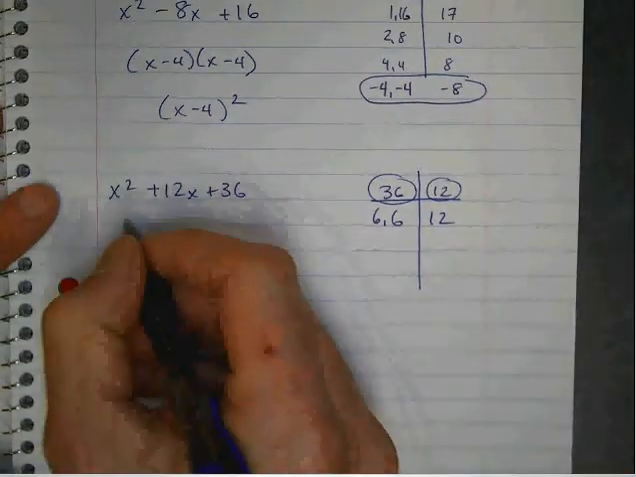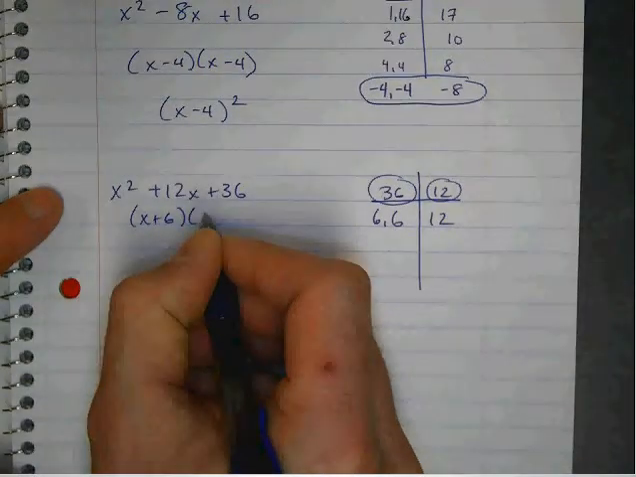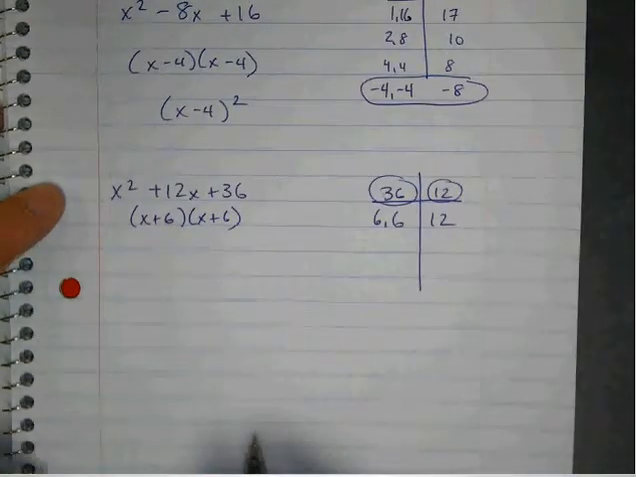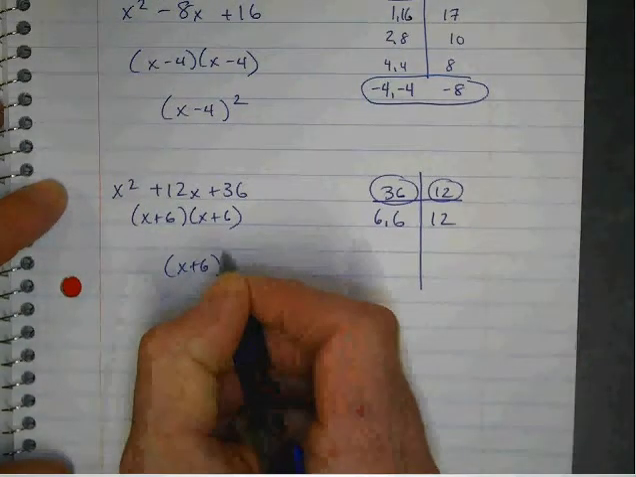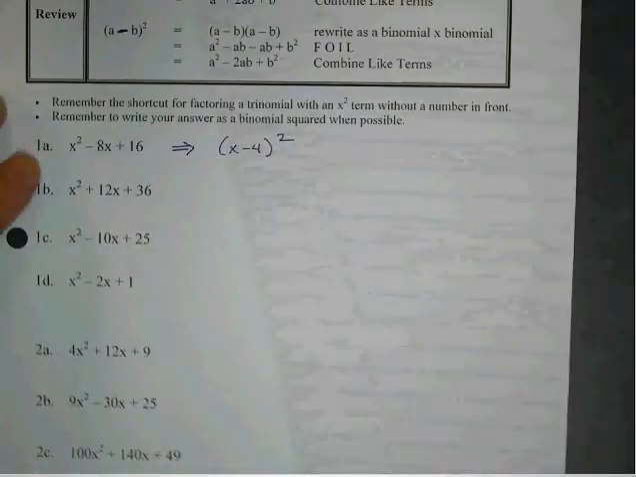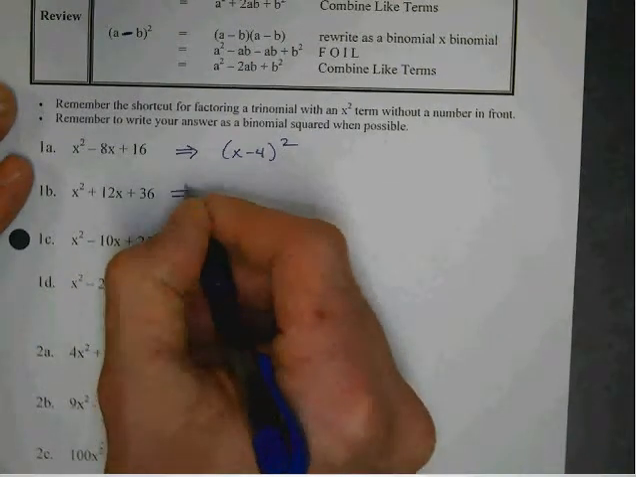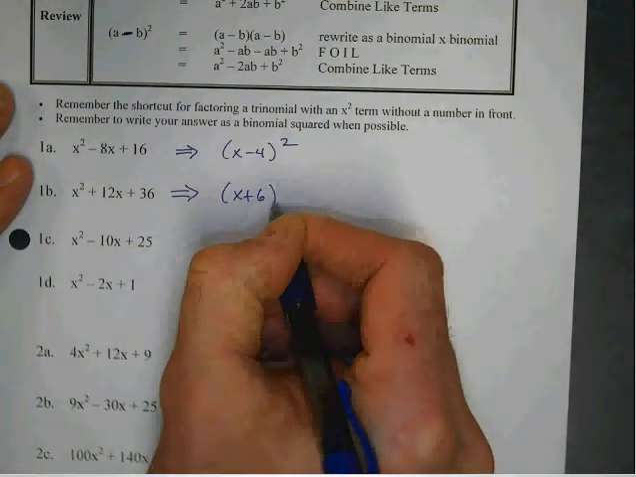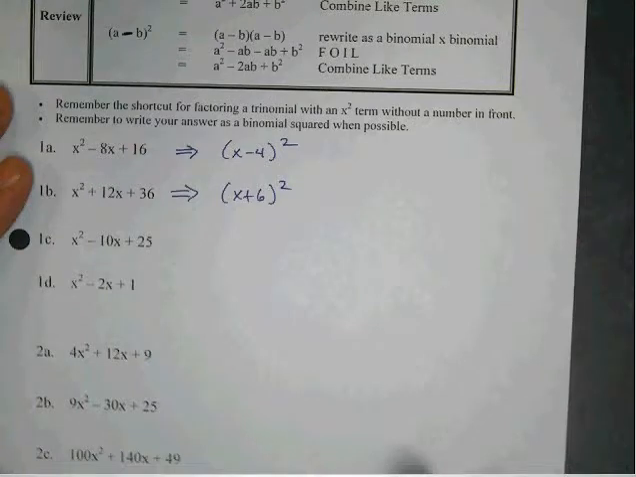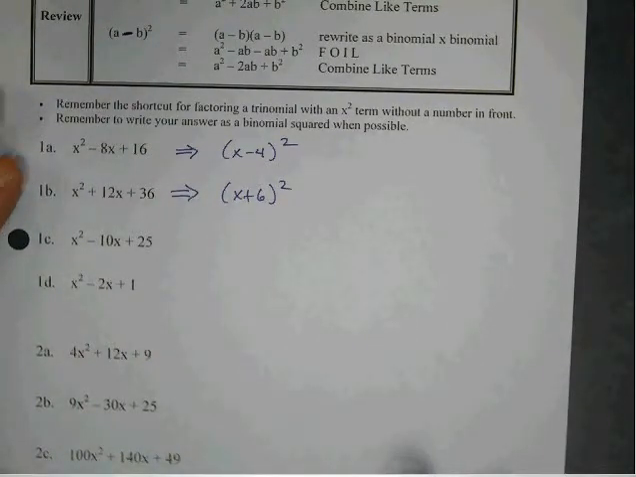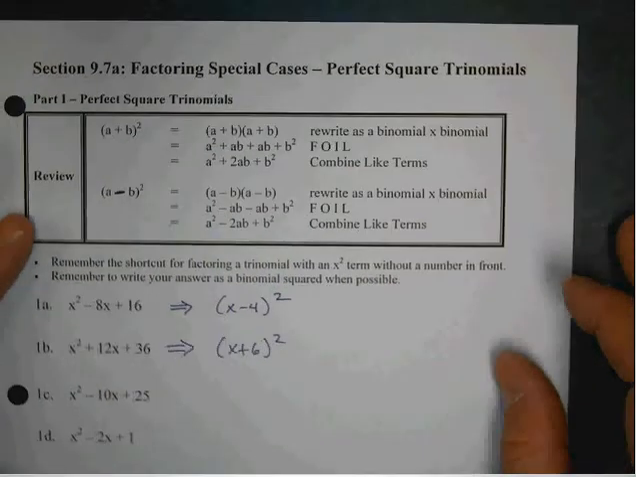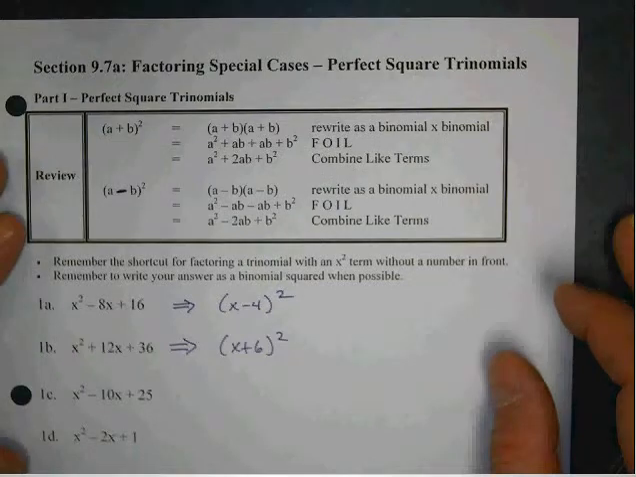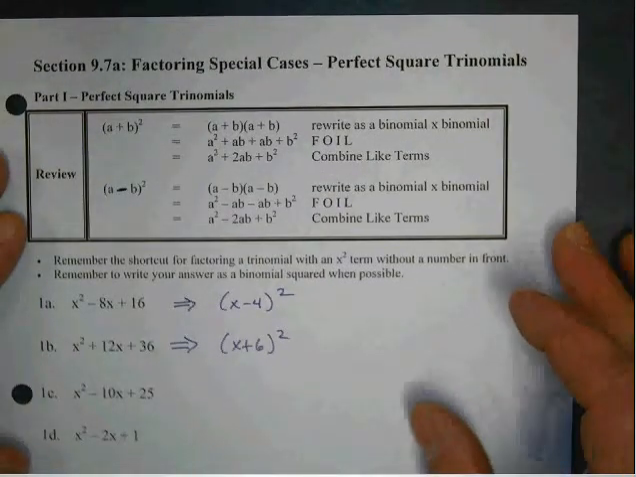Okay, so my answer, x plus 6, x plus 6. How do I write it in an elegant manner? x plus 6 squared. All right, we come back to our answer key. Any patterns that you see? Binomial squared. Okay, what's the title of our section today? Perfect square trinomials. Oh, I see it.